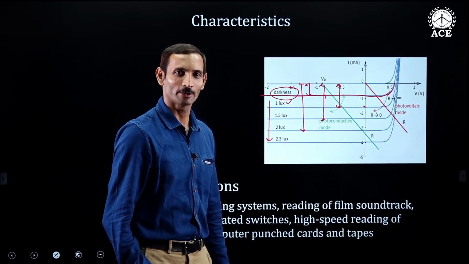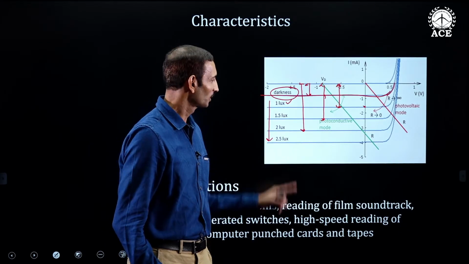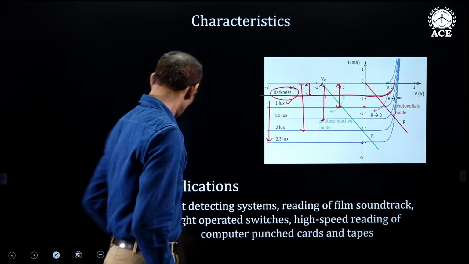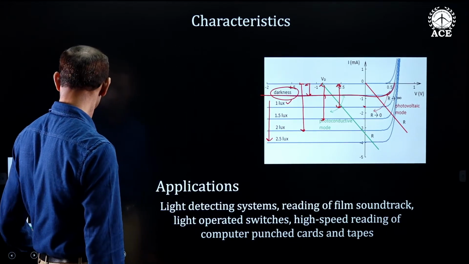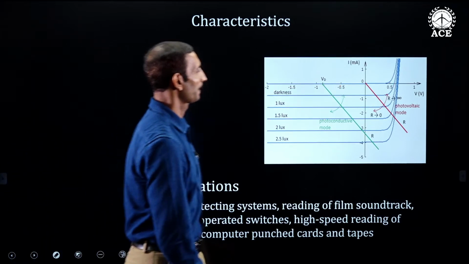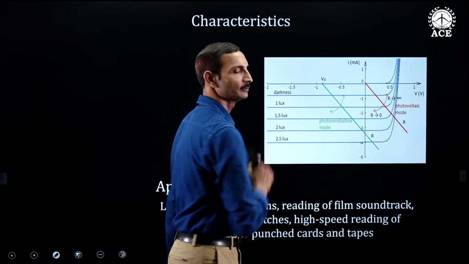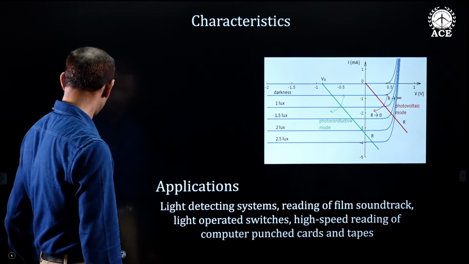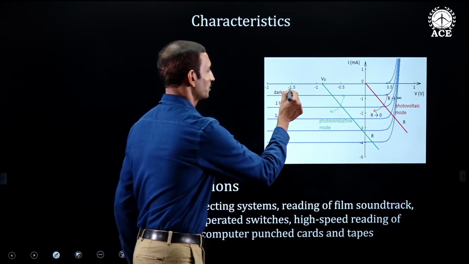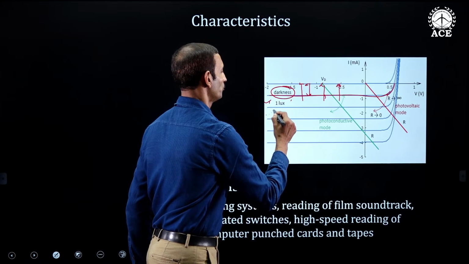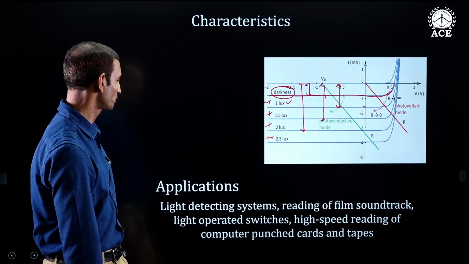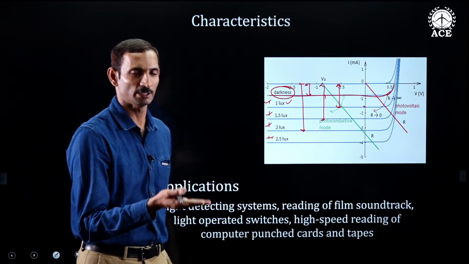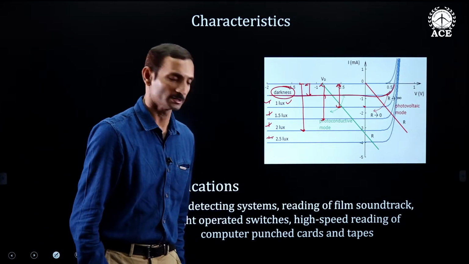So this is about a photodiode. Is that clear? Is this diagram clear? So this is for no particular light, under dark conditions. This is when you increase the light intensity in the different regions. I mean, as the light intensity increases, the current also increases.